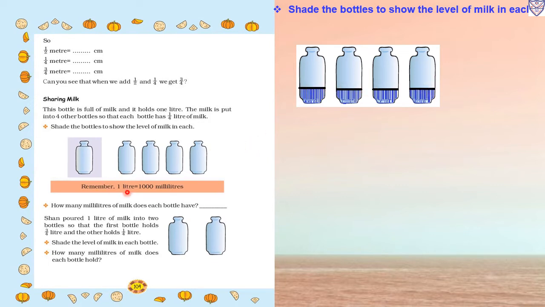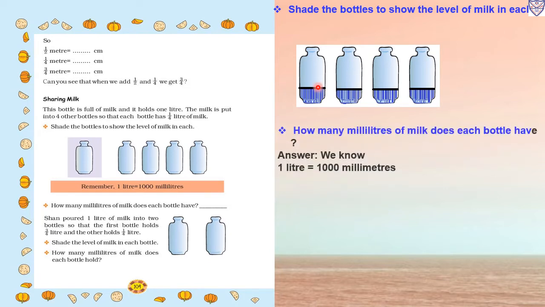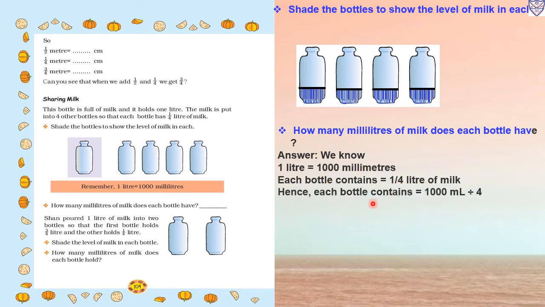Now remember 1 liter equals 1000 milliliters. How many milliliters of milk does each bottle have? We know 1 liter equals 1000 milliliters. Each bottle contains 1/4 liter of milk. So each bottle contains 1000 milliliters divided by 4. So we will divide by 4.